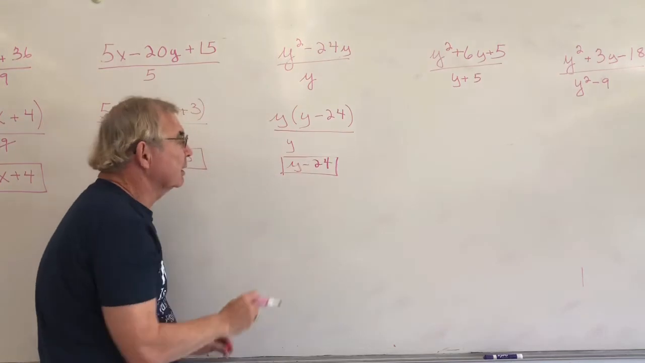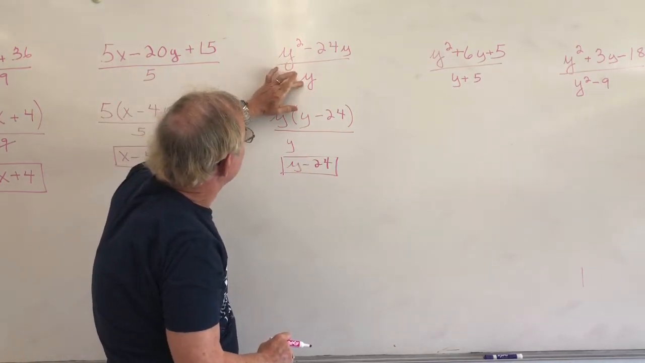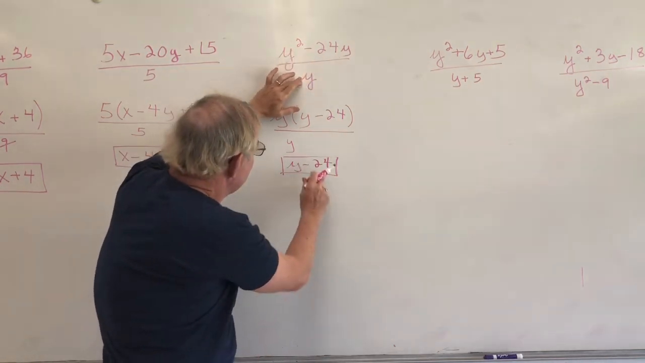Once again, we could have done that by saying y squared divided by y is y, and negative 24y divided by y is negative 24.